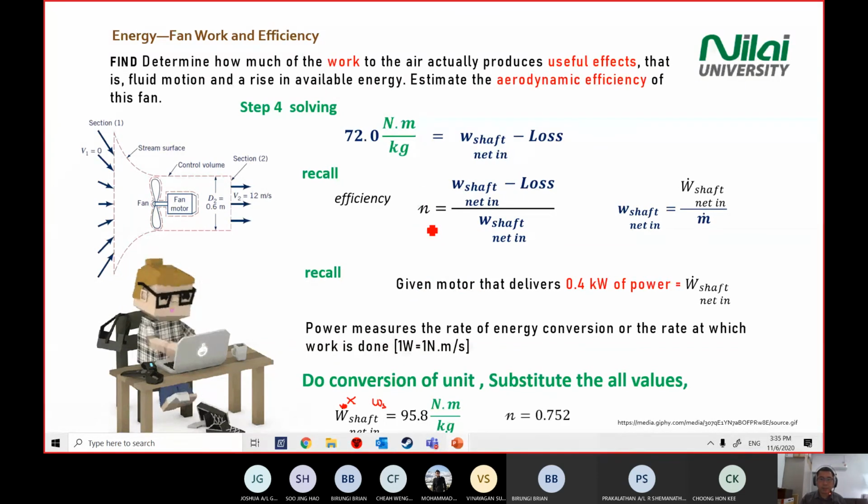Also, you substitute in, and you get the answer for efficiency is 0.752. Meaning you times 100, you get 75.2%. It means you put in 100 kilowatt, what you get is 75.2 kilowatt. You put in a certain amount, you only get 75% as useful energy.